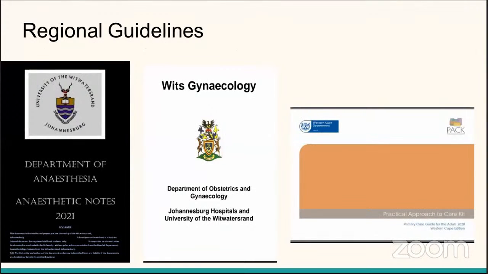Then in a regional scale or in a circuit scale, these are just some examples of what we are currently using in our WITS academic circuit. We have an anesthetics department guideline protocol published by WITS, and then we also have the Department of Obs and Gynae who published their own guidelines. And then just to take it to the Western Cape a bit, you have the PAC kit, which is a practical approach to care kit. That is the primary care guideline, primary healthcare guideline, which is commonly used in the Western Cape.